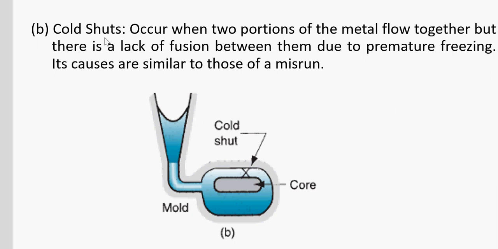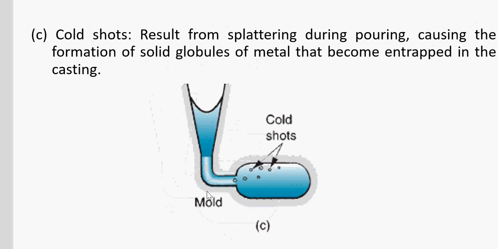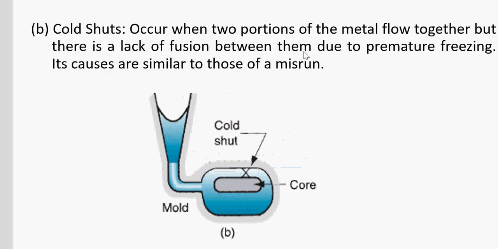We have also cold shut. This is how it is formed. You have a kind of seam in your cast, which is unwanted. This is caused by lack of fusion between the streams of molten metal, due to premature freezing. So premature cooling causes this.